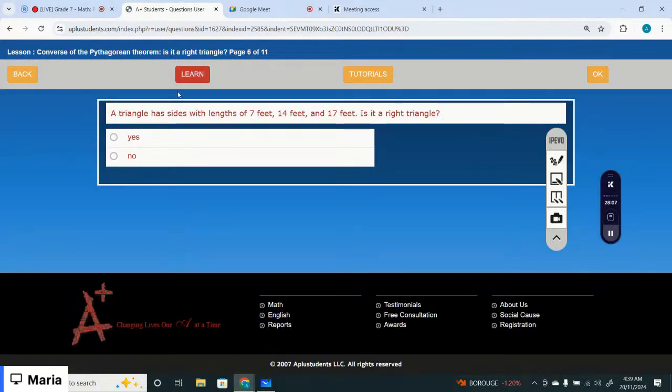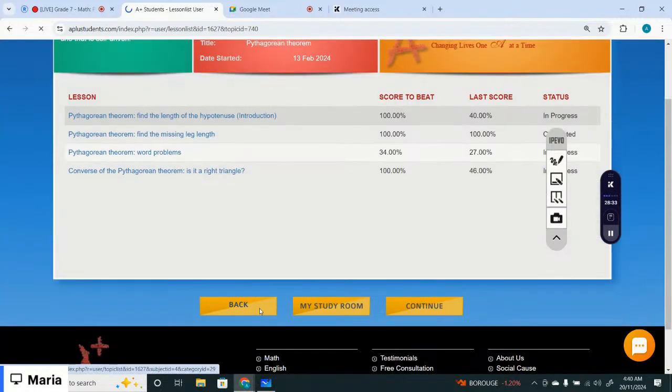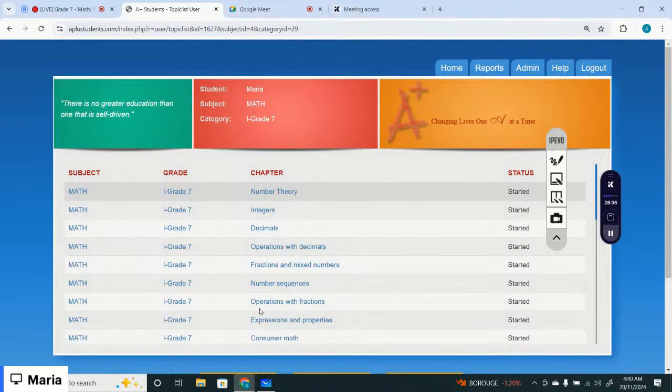Okay, you can complete the lesson by yourself later today. So we were working on grade 8 math. Chapter we're working on is Pythagorean theorem. The lessons we have covered today are Pythagorean theorem, find the length of the hypotenuse; Pythagorean theorem, find the missing leg length; and Pythagorean theorem word problems, which you have to cover on your own. Converse of the Pythagorean theorem, is it a right triangle? So please make sure before the next session you complete all the practice questions for the lessons we just did. That is your homework until next session.